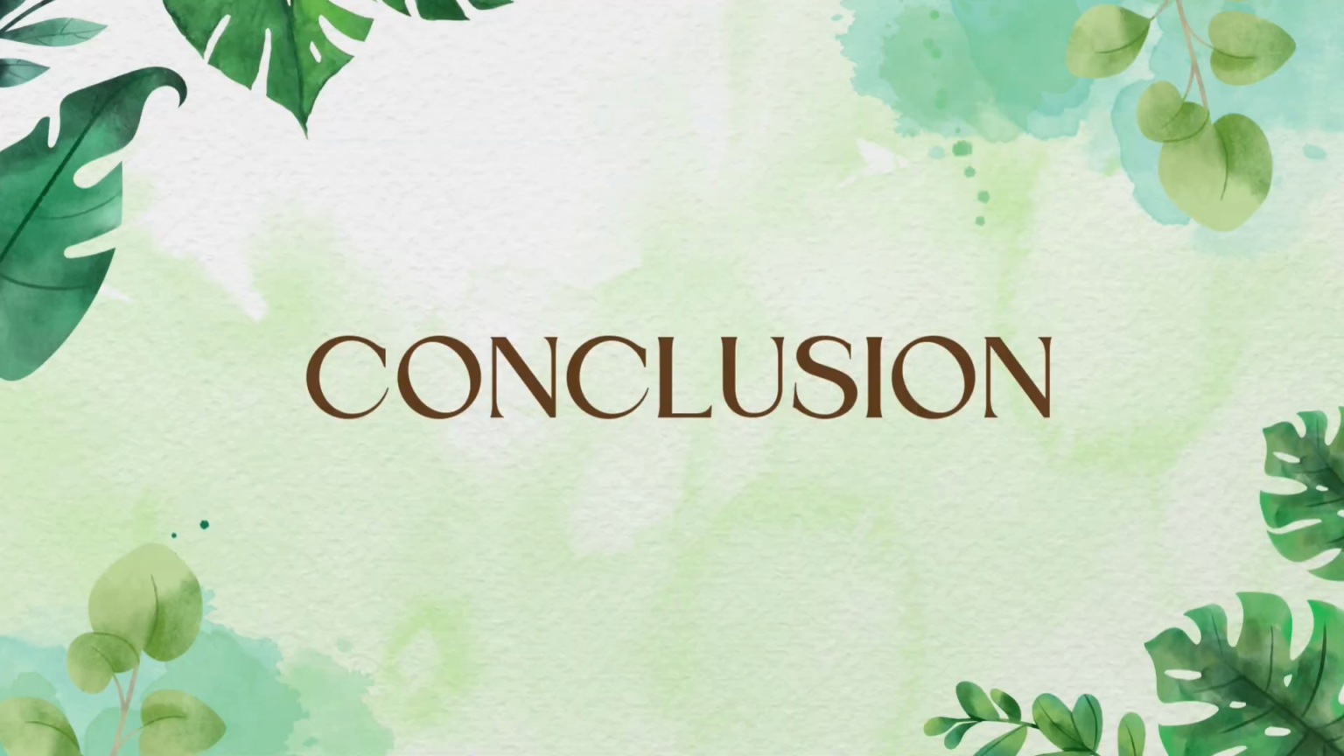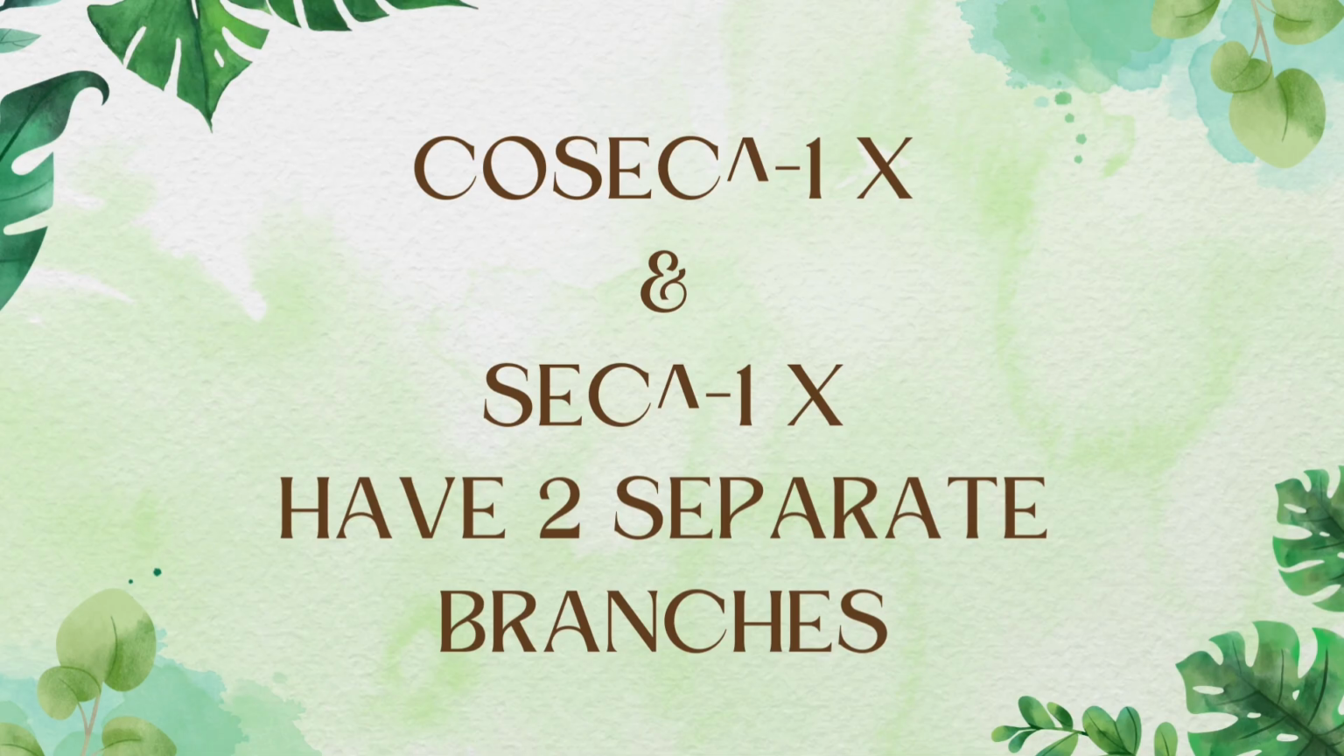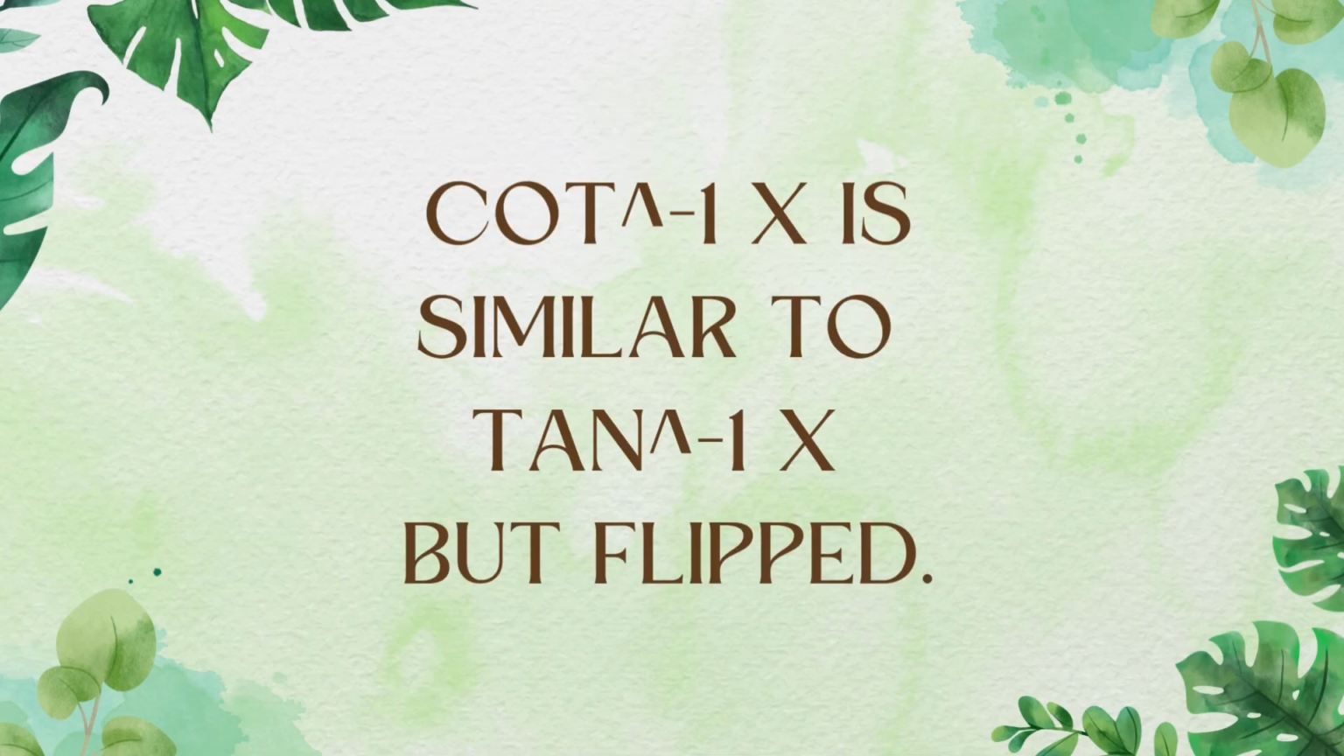Now we came to conclusion, right? The cosecant inverse of x and secant inverse of x have two separate branches. Cot inverse of x is similar to tan inverse of x, but it is flipped, right? And it's an easy hack to remember these graphs, right?